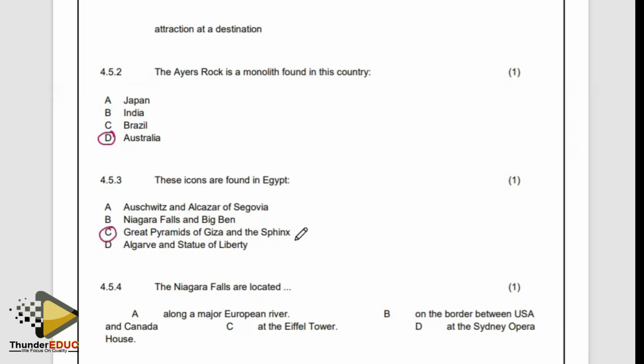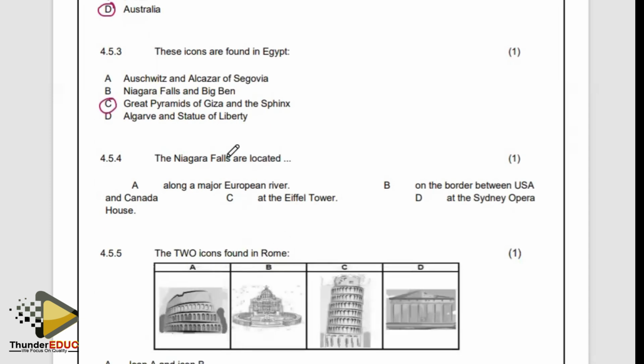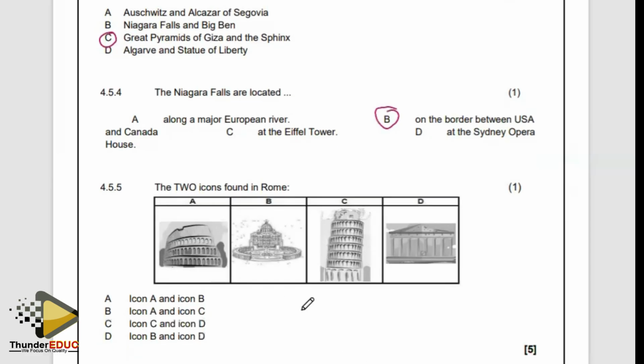Then 4.5.4, the Niagara Falls are located on the border between the United States of America and Canada. Two icons found in Rome. So we know very well that in Rome, we have the first one, which is A, the Colosseum. It is found in Rome.